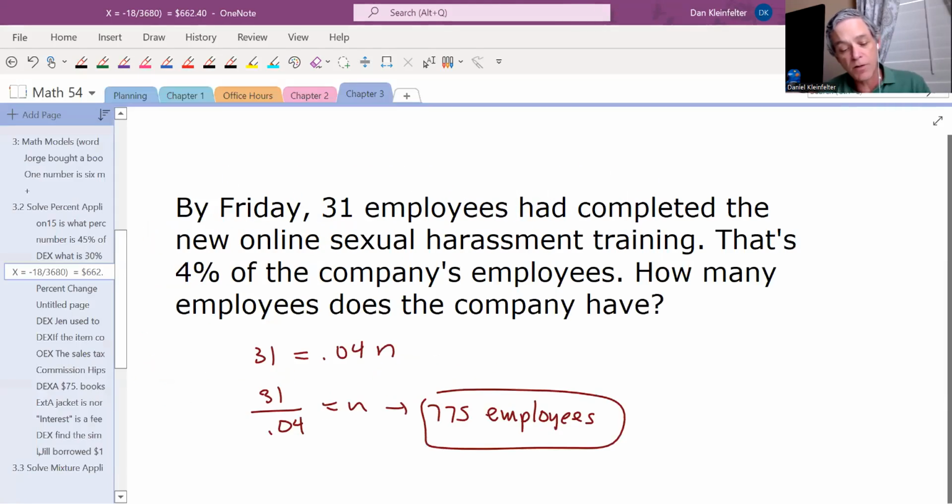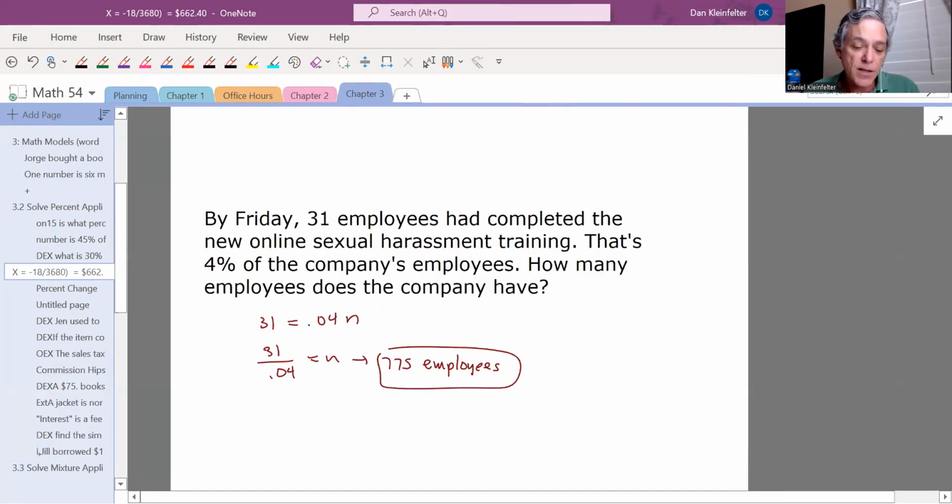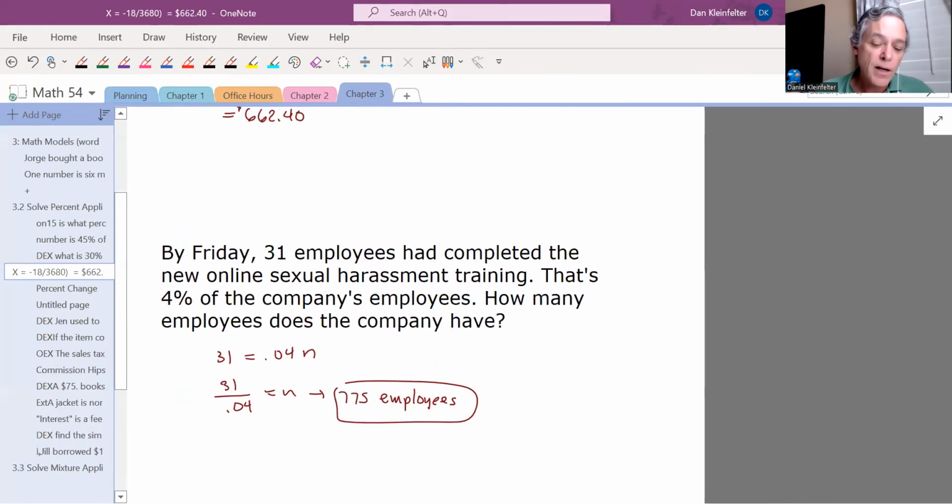Okay, so there's a couple of story problems. And so that takes us to the end of this first part on percentages. We saw that we can basically translate into an equation and then solve.